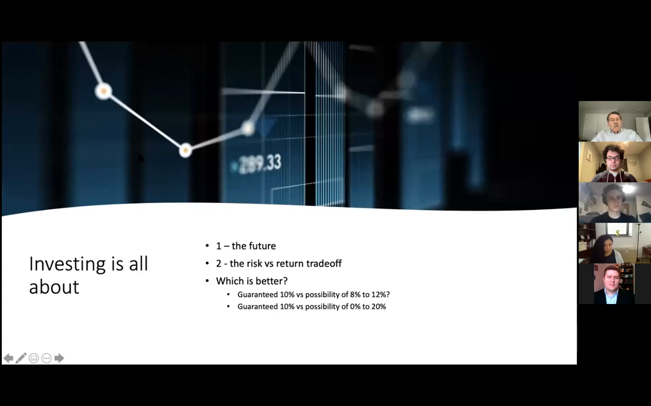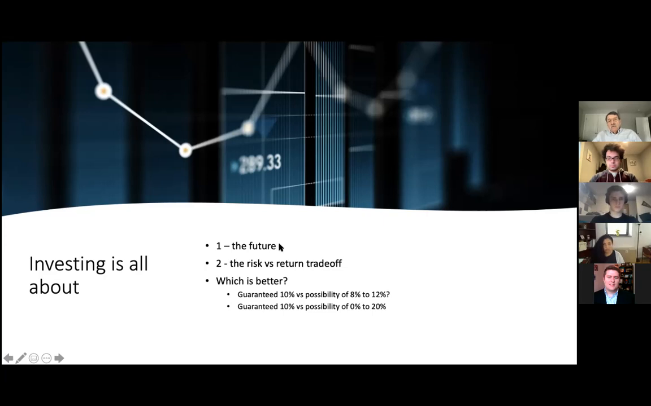So when you talk about investments, investing is all about two things. It's about the future. You can't redo the past, you can't buy the past, and you may have heard the phrase that past performance is no indication of future results. It's very true. But investing is taking all the knowledge you have today and making a decision about what's going to happen in the future.